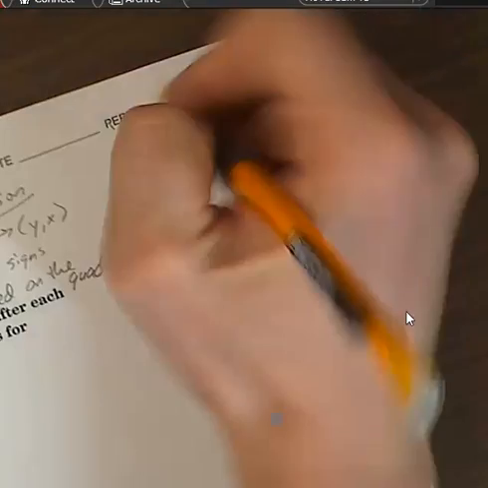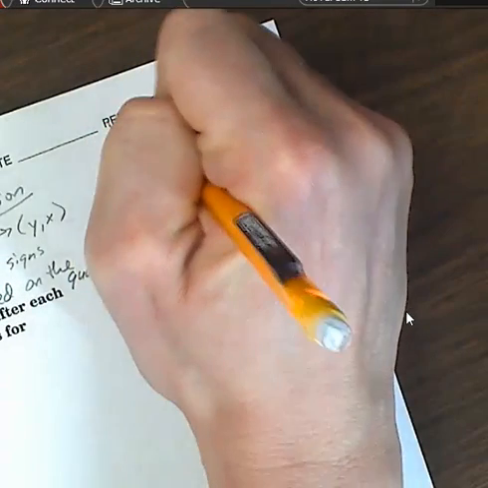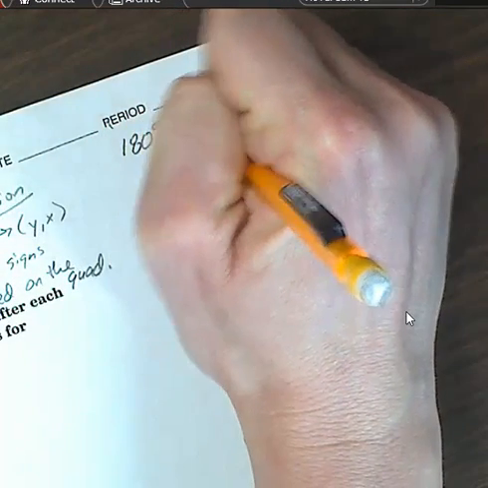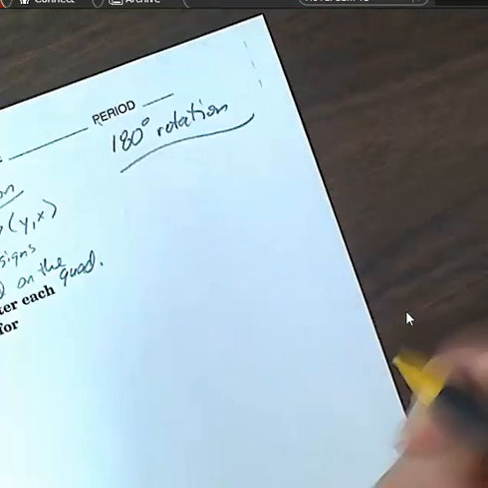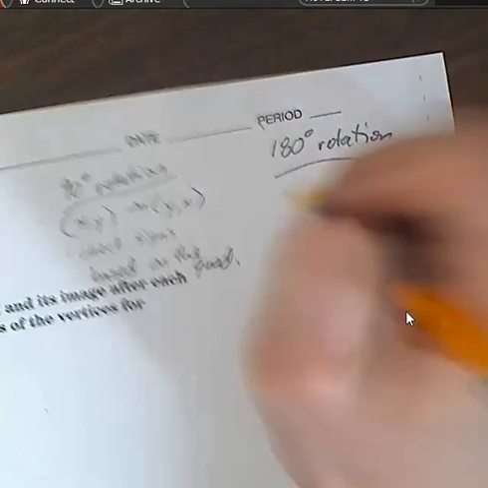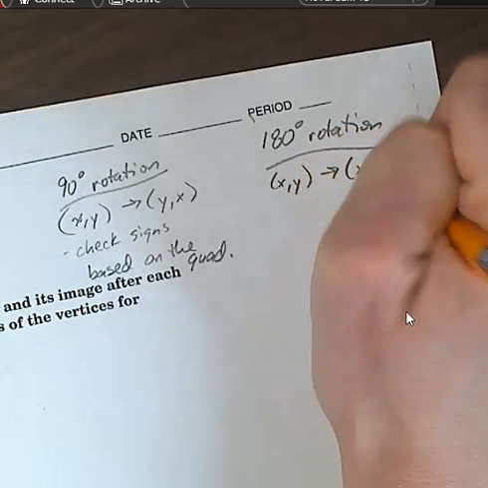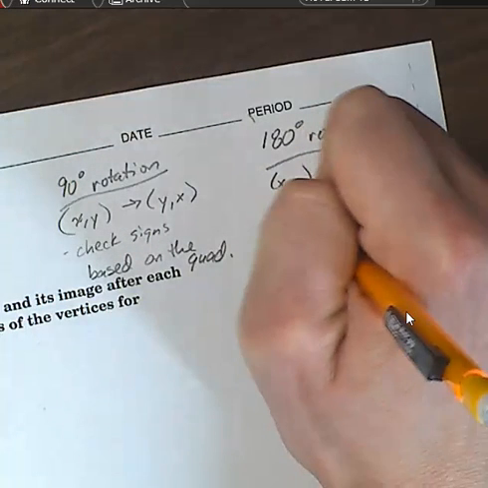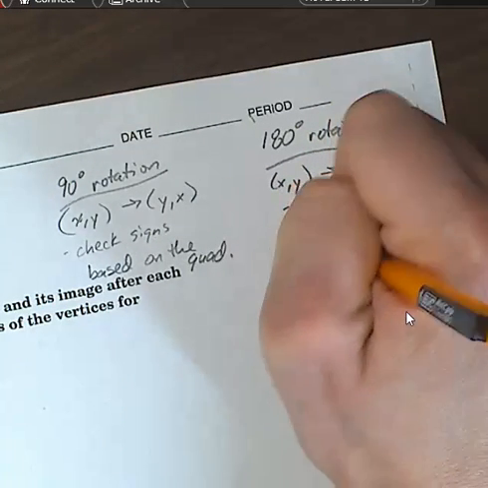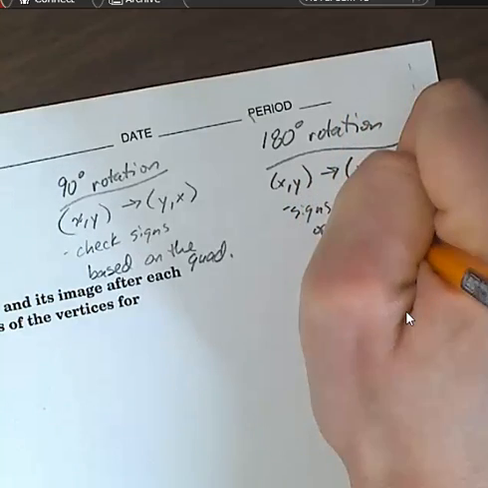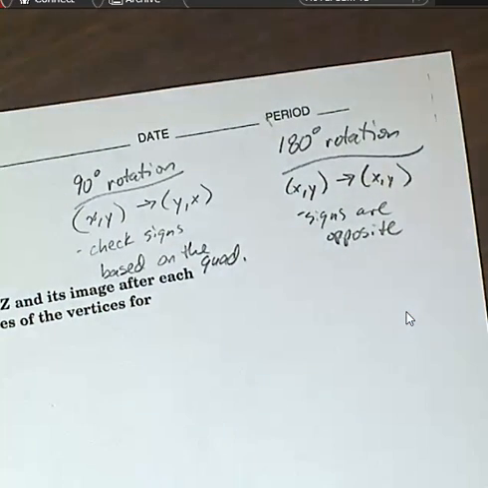If you're doing a 180 degrees rotation, your X and the Y stay the same, which is awesome. But the signs are opposite of each other. Because if I'm going from quadrant 1 to quadrant 3, everything was positive, then everything's negative.